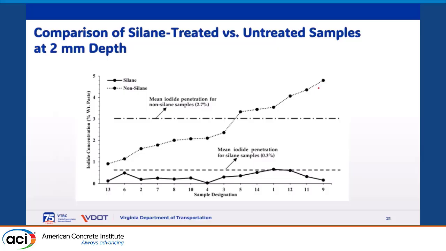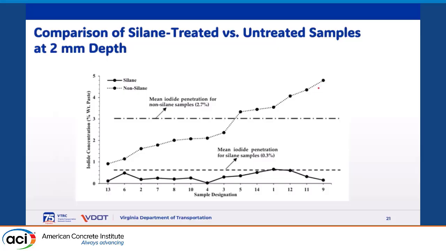So you can see for non-treated samples, we still have a higher concentration of iodine compared to the samples that are treated with silane, right? It definitely shows that the silane was effective in reducing the penetration of the iodine or other detrimental chemicals into the sample.